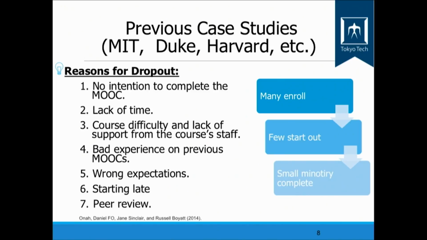They may not have time to finish it. The course is very difficult. They didn't expect it to be that difficult, so they drop out. They had bad experiences from previous MOOCs. Some people complain that they are being attacked on discussion boards or not being supported by the staff offering the MOOC, so they drop out of the MOOC. Wrong expectation is another reason. Some people just read the abstract of the MOOC and they think it's going to be about something, and then it turned out to be about something else. So since it's not what they want, they drop out of the MOOC.